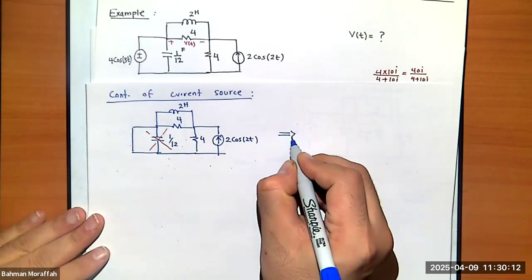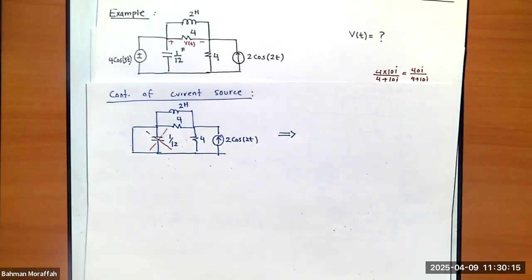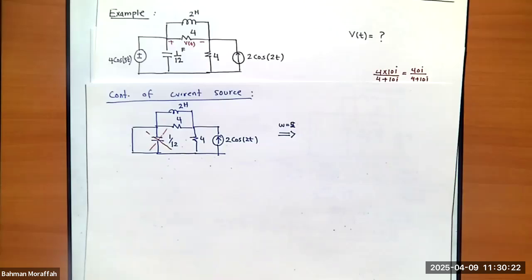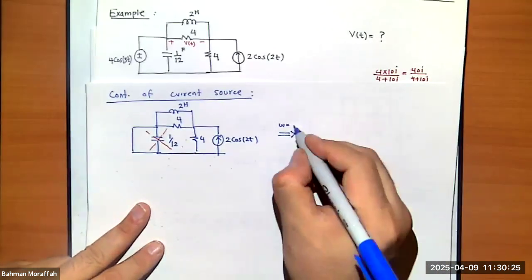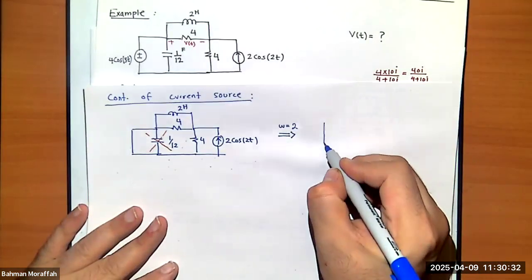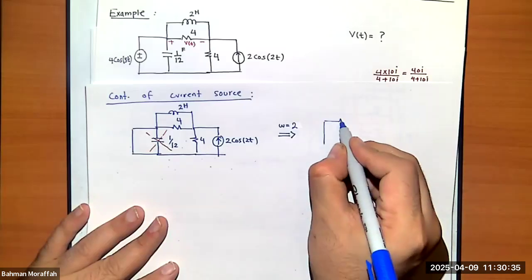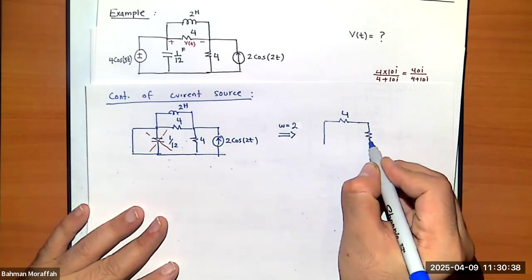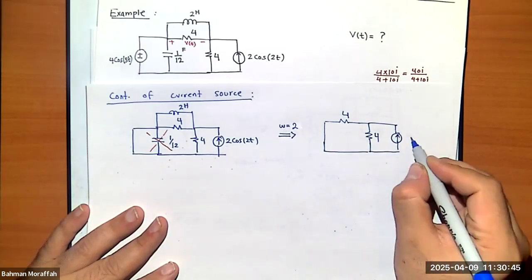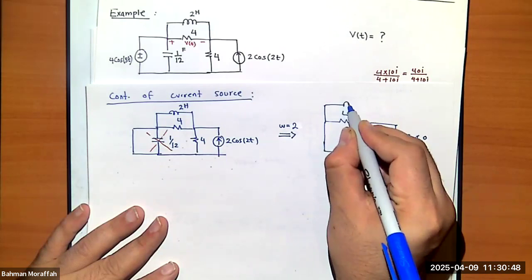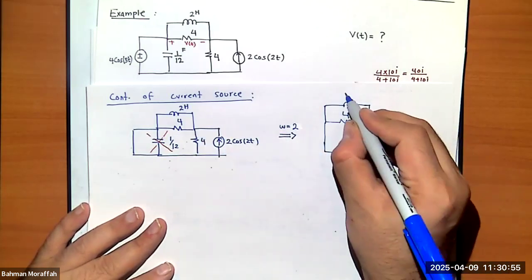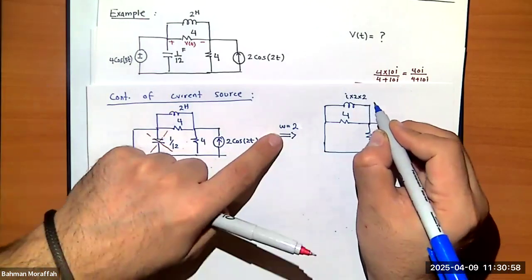Now I know this, I can actually go to the frequency domain. What is the frequency I'm working at? This time it's 2. It's no longer 5. Now I can redraw the circuit in frequency domain. The value of the resistance would not change. This remains 4. This current source becomes 2 and 0. And this inductor over here becomes i times 2 times this omega, which is 2, which is 4i.